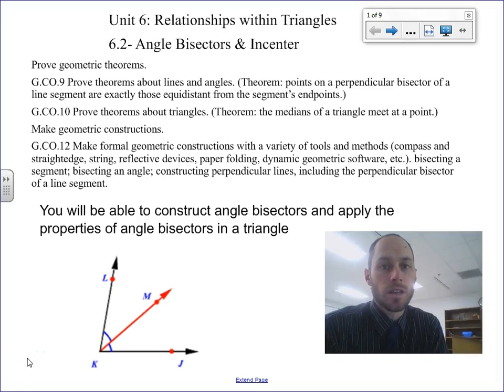Okay, let's continue talking about relationships within triangles. Last time we talked about perpendicular bisectors, and we learned about the circumcenter within the triangle. Today we're going to talk about what angle bisectors are.